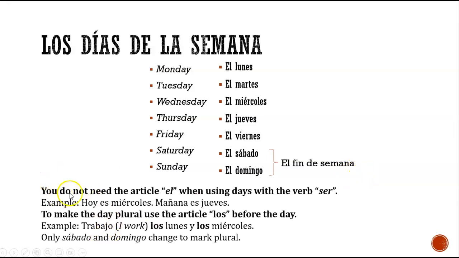I wanted to give you some info. Even though you see the articles hanging out in front of the days of the week, you do not need the article el when using days with the verb ser. So for example, if you're going to make a sentence, hoy es miércoles, you don't need el. Mañana es jueves, you don't need the article el. The way you do use it, if you're going to use a placeholder of on, like I work on Monday, I can say trabajo el lunes. But if I want to also make my day plural, instead of el, I'm going to use los.